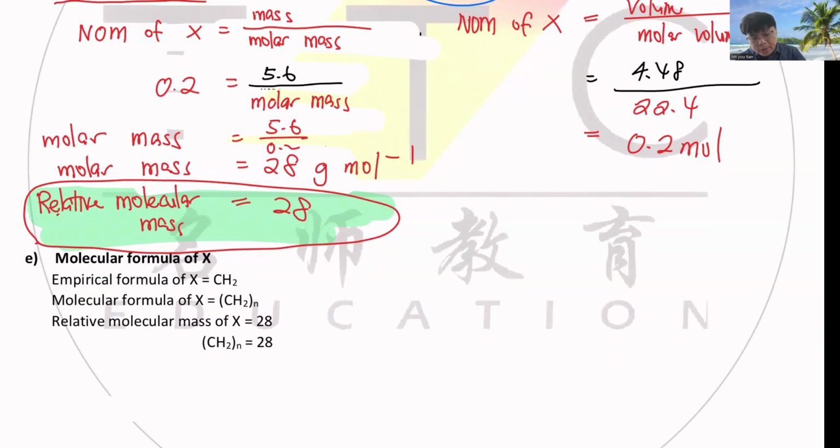Okay. Then after that, from here you put in the numbers. Carbon is 12, then hydrogen is 1. Then from there you get n equals 2. Then you bring your n equals 2 over inside.